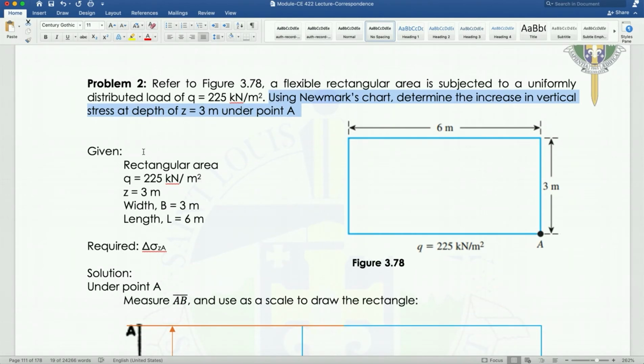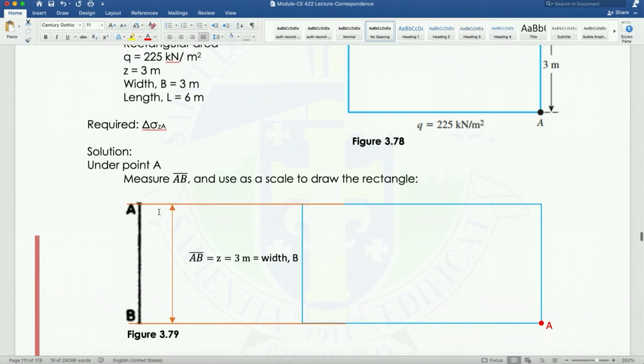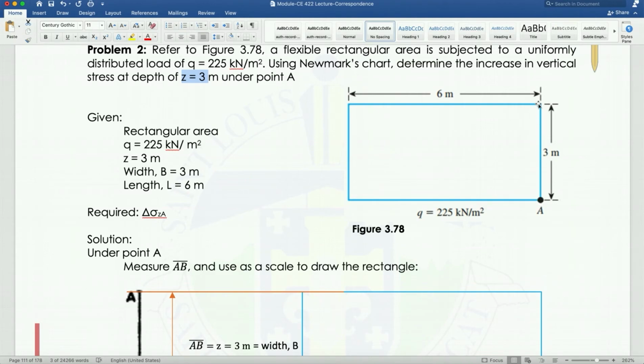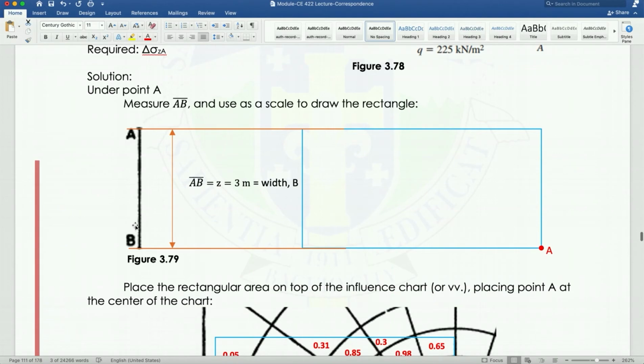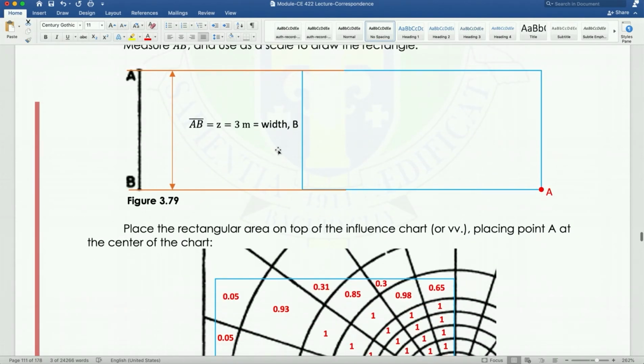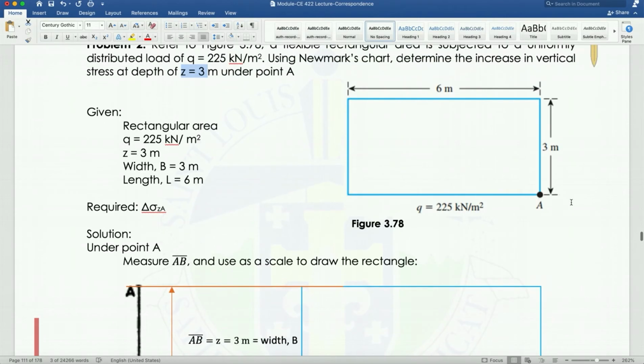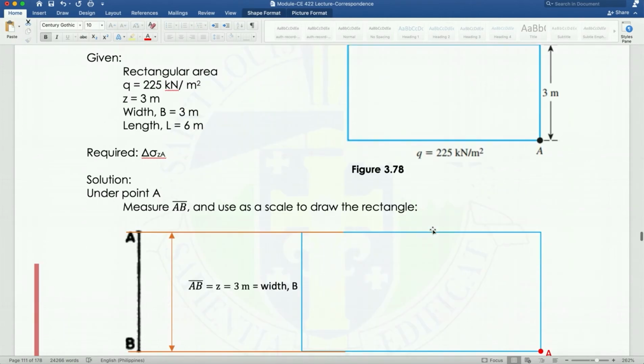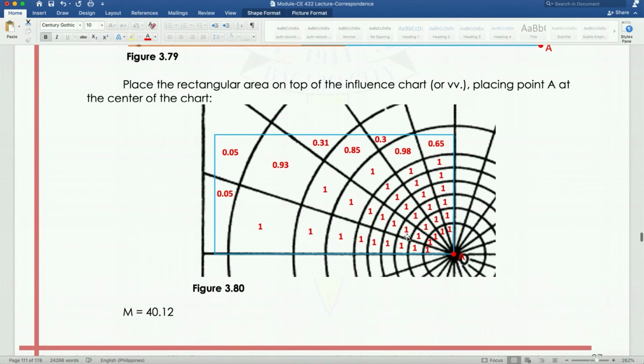Okay, so for the procedure, una nating i-determine si Z. Since Z is equivalent to 3 meters, point A to point B therefore is equivalent to 3 meters. Okay? So this is line AB and this is 2 of line AB. Okay? So isasakto natin itong 3 meters na to dito sa line AB na yan. Okay? Then pag na-scale na natin, ang hinahanap natin is delta sigma Z at point A. Dito na natin ilalapat yung ating influence line, kung saan yung gitna nandito sa point A. Okay, so ito na yung kanyang itsura.